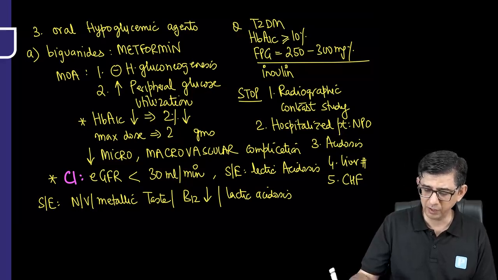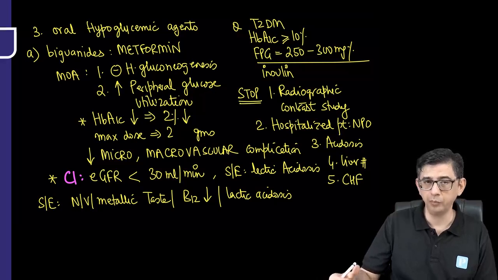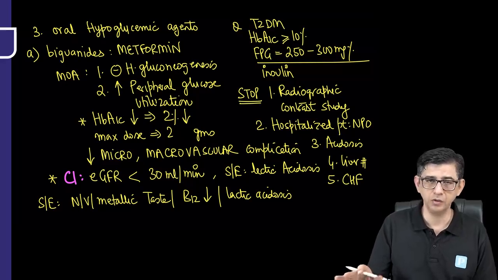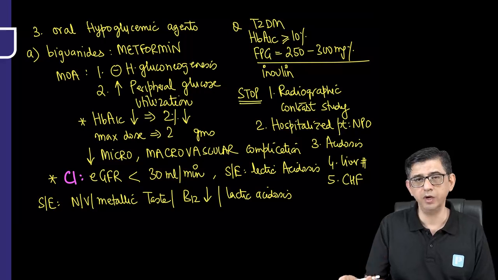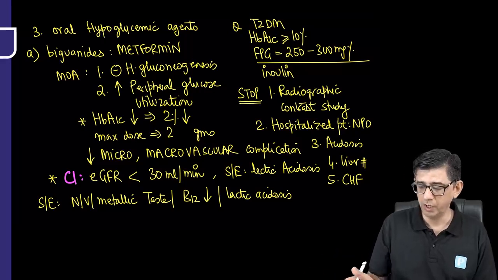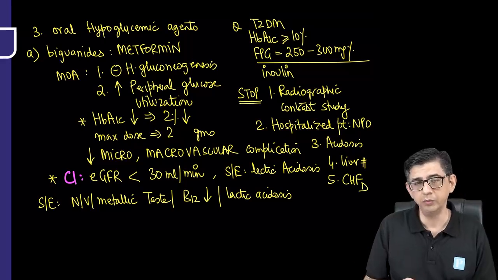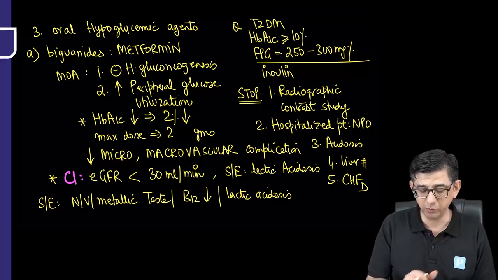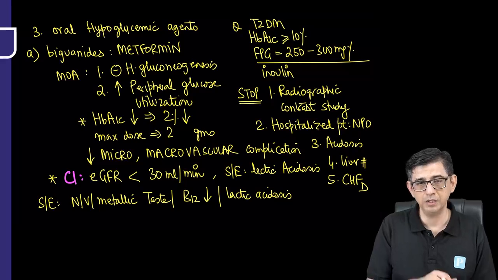Though where I have written stop metformin, 1 2 3 4 5, would still be temporary, in the sense that once the person comes out of these problems, like the angiography has been done and he is being sent back home, then we can continue with metformin. If he comes out of decompensated congestive heart failure, we can continue with metformin subsequently. But on a permanent basis, where it would be stopped is what I highlighted in a separate color: estimated GFR values less than 30.